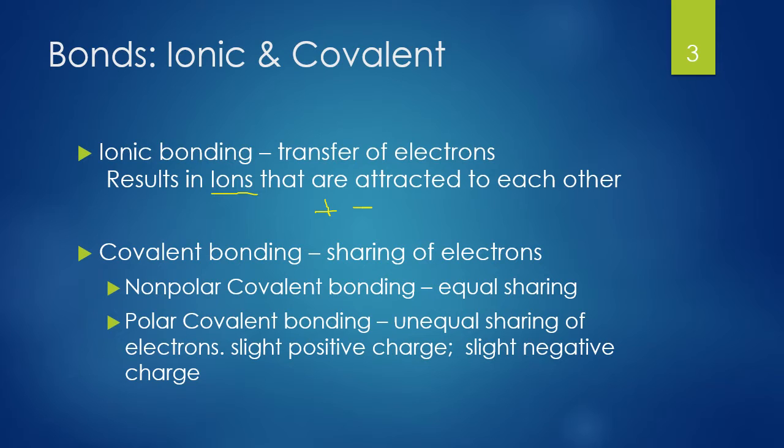Next, let's look at covalent bonding. Covalent bonding is not a transfer. This is when electrons are shared. We have two types of covalent bonding: nonpolar covalent and polar covalent. Nonpolar covalent is when the atoms involved are sharing those electrons equally. For a polar covalent bond, the atoms involved in the bond have an unequal sharing.